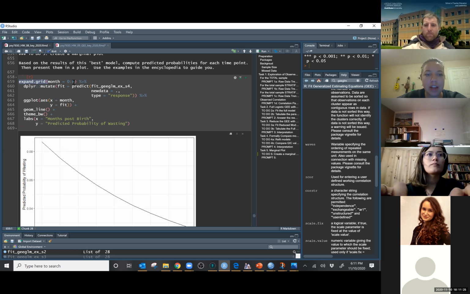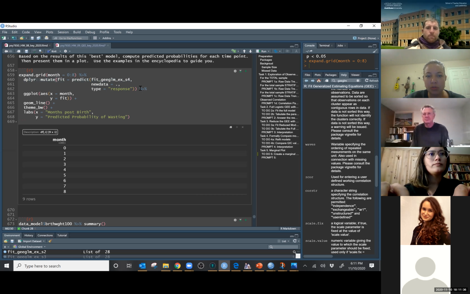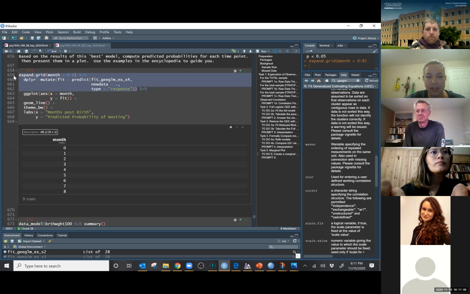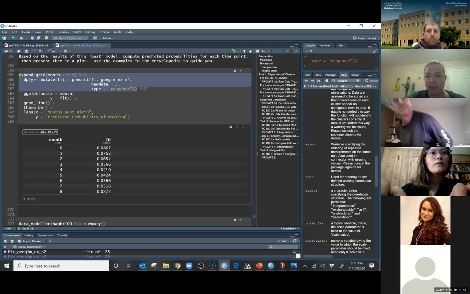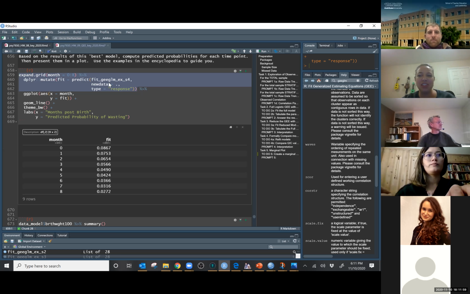So we need to have the months 0 through 8 in a data set. And then to that, we're going to add a prediction based on that model. And I did type equals response, and that gives us the probability of wasting for each of those months. Now, the name of your model might be different than mine. To do the table, we needed the GEE package, but to do the plotting and the predictions, we have to use the GEE GLM package.